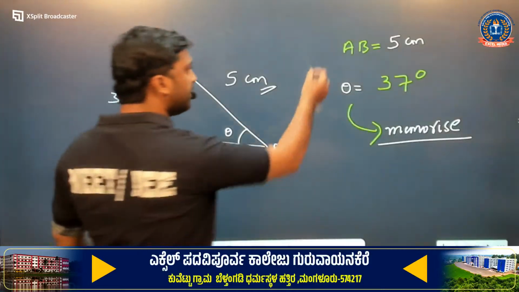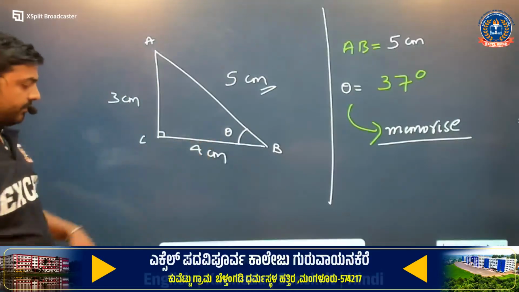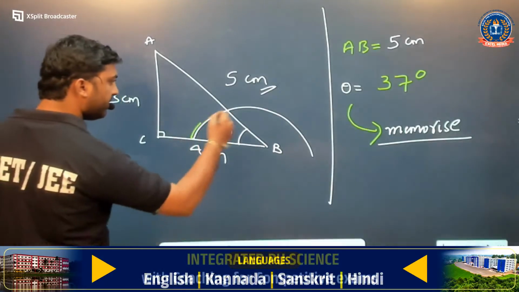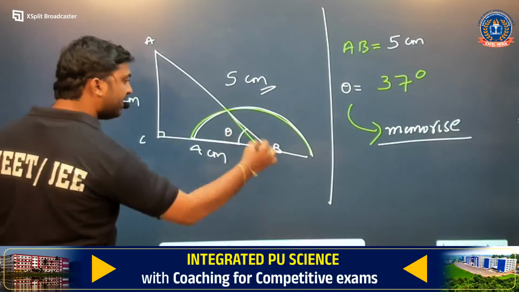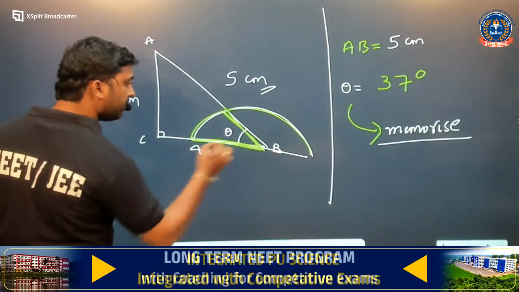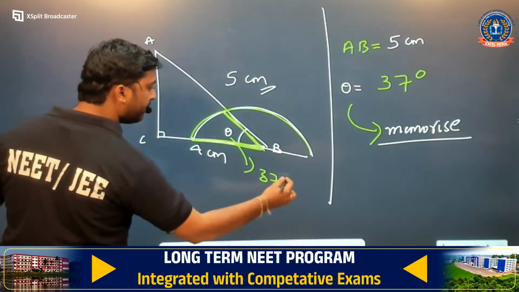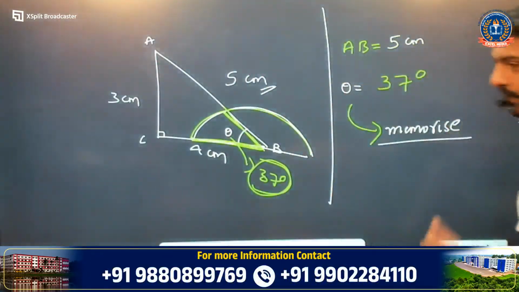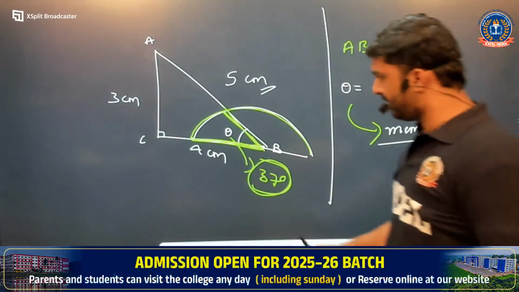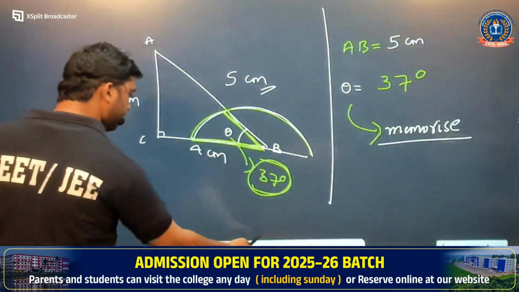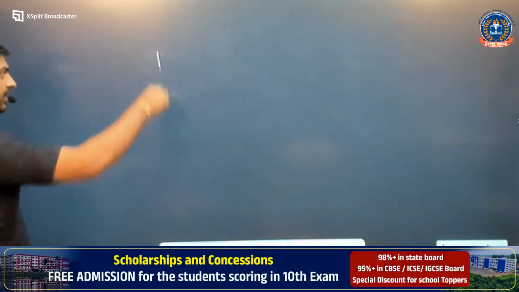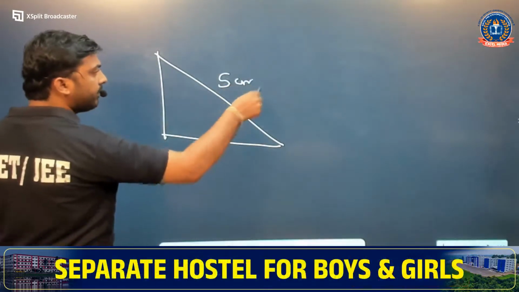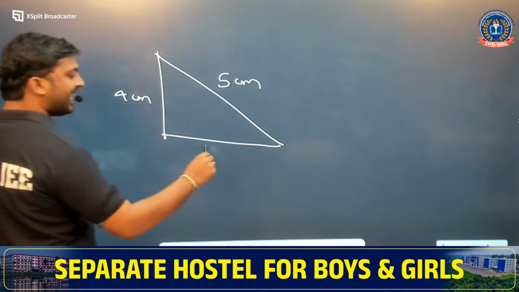This is a fact. You can check this by using a protractor. If you have a protractor, then check the angle. The angle will be nearer to 37 degree. Okay. Now, same triangle, I'll draw it again, but with a slight difference.